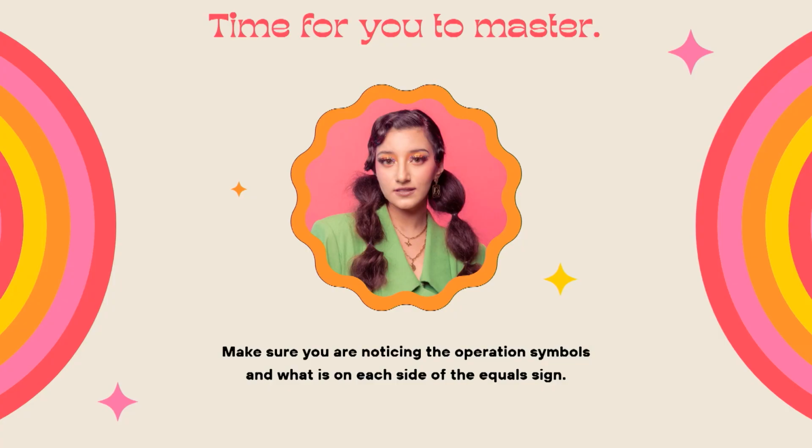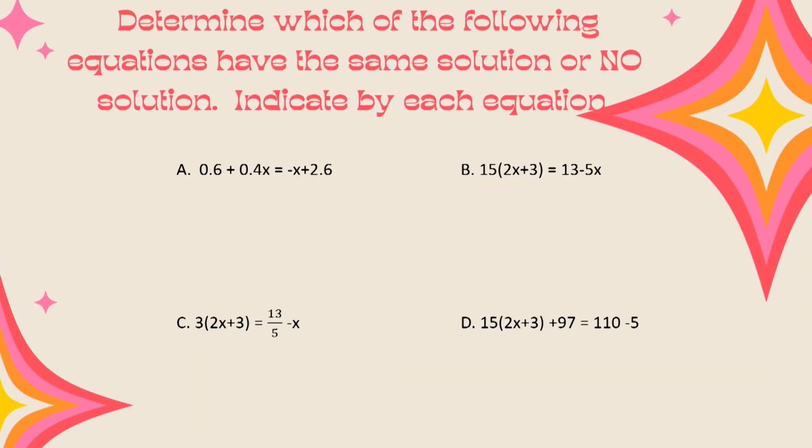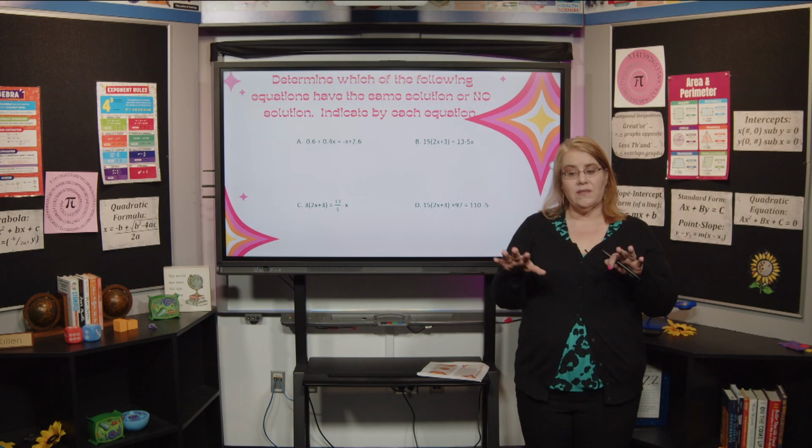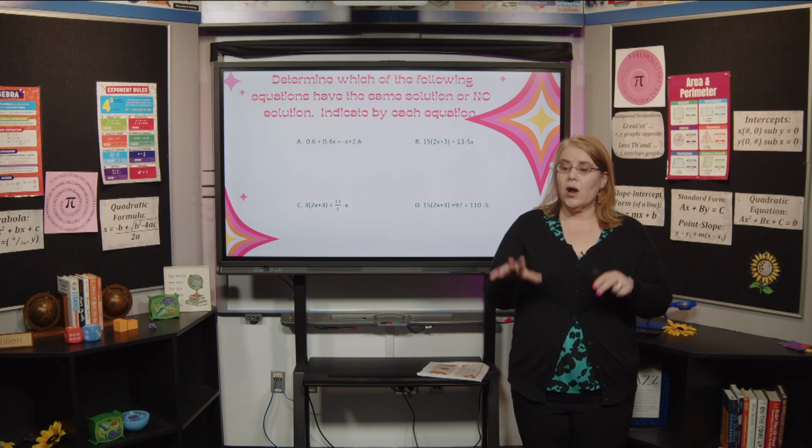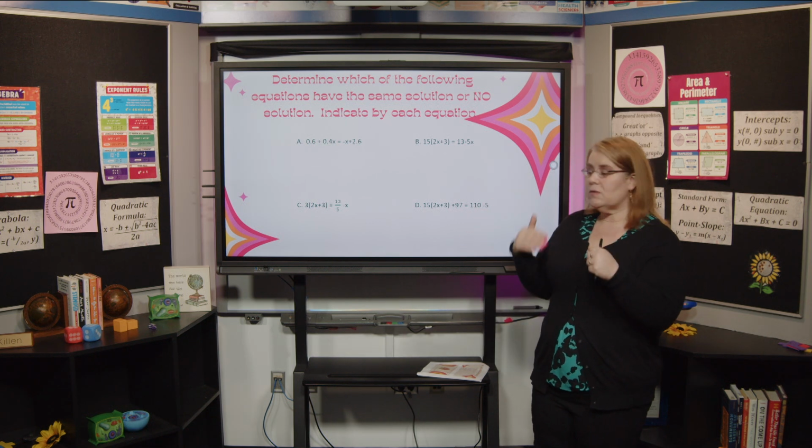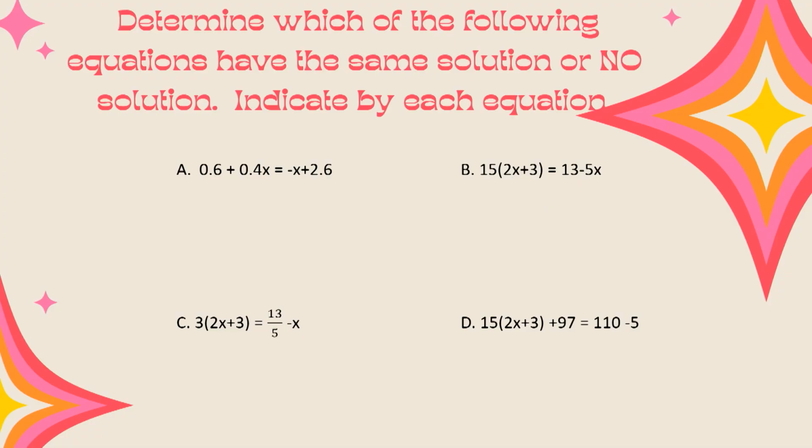Time for you to master. Make sure you're noticing the operation symbols and what is on each side of the equation so you know what you need to put together. Determine which of the following equations have the same solution or no solution. Indicate each equation. So what I'm going to want you to do is pause the video. You and your table partner or you by yourself work these, see what you get, and then come back to me.